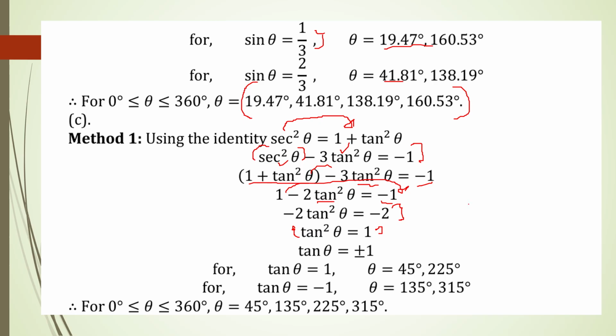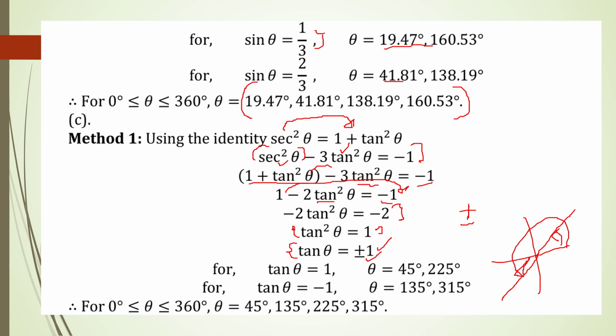Whenever you find a square root, we say you get a positive or negative answer. So you end up with tan theta equal to positive or negative 1. You have to find angles when tan theta is equal to positive 1, and we also find angles when tan theta is equal to negative 1. For tan theta equal to positive 1, we pick our angles from regions where tan is positive, that's the first quadrant and the third quadrant.